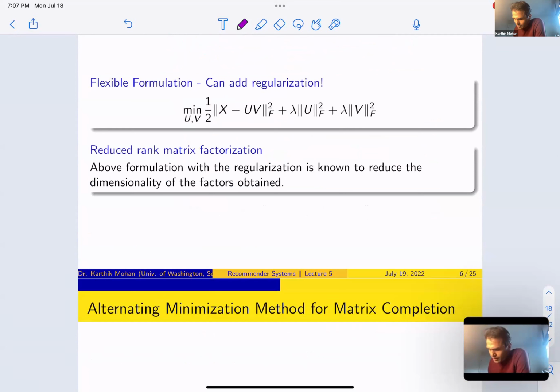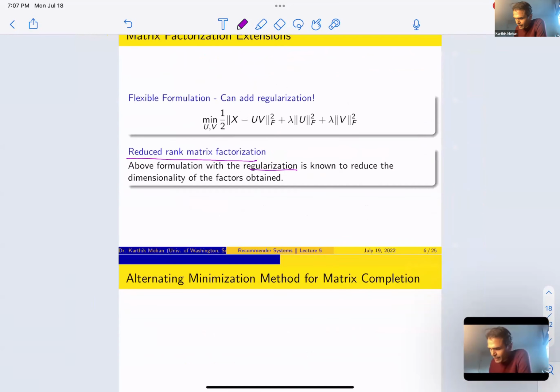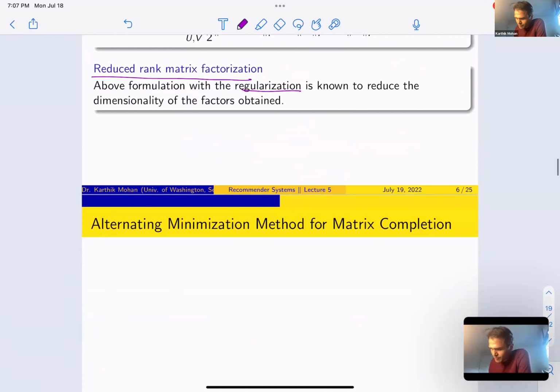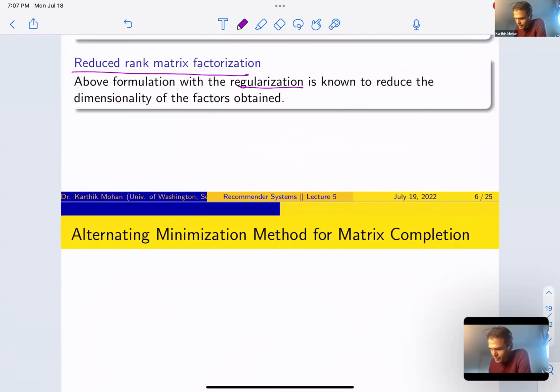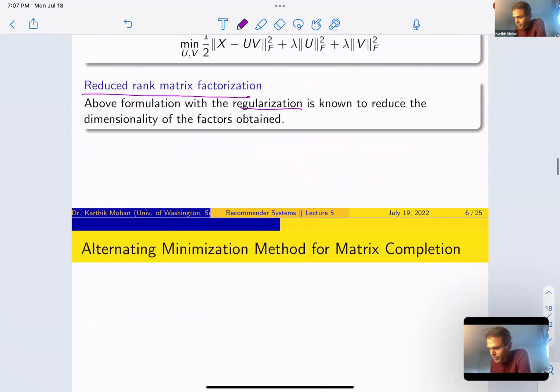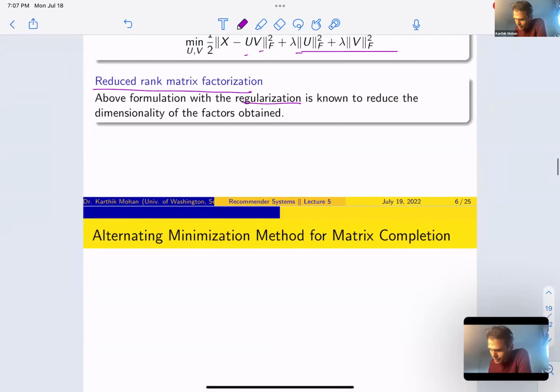Yeah, so you're asking about reduced rank. This is also called the reduced rank formulation, because this regularization is known to also reduce the dimensionality. Some of the rows or columns may become all zeros in the process of regularization. So in addition to what you set as a fixed dimension of U and V, this regularization can reduce it even further. That's why it's called reduced rank formulation.